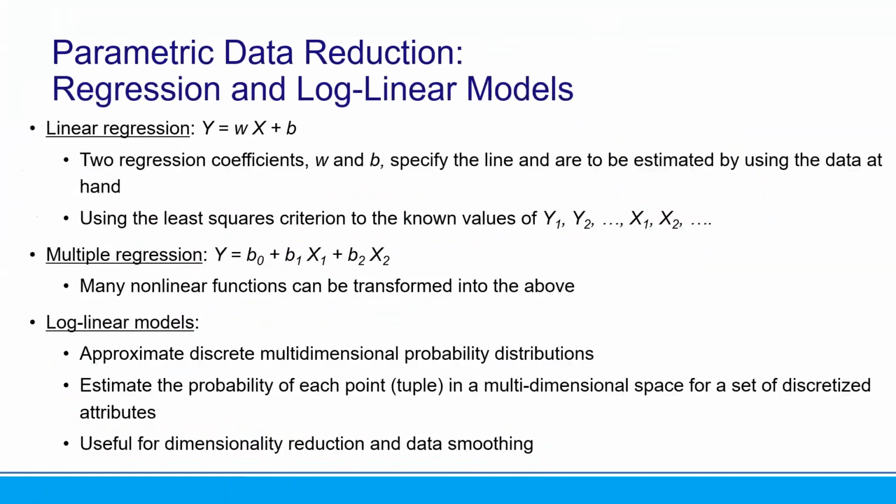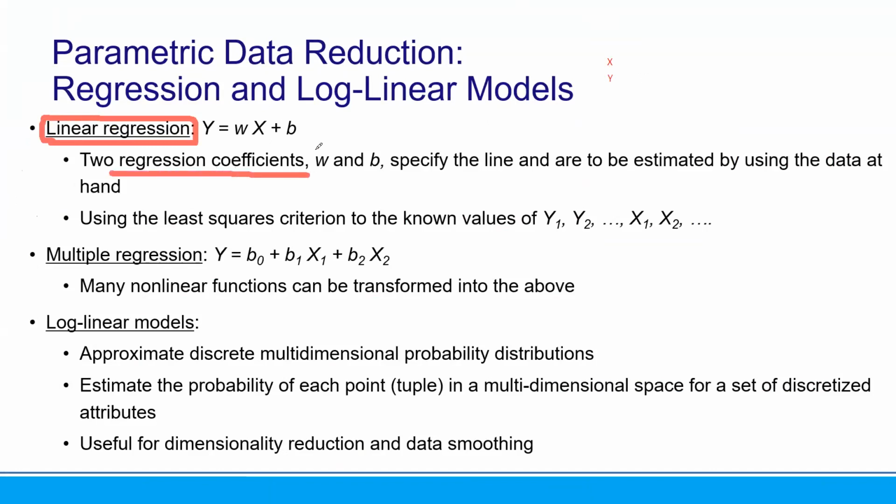The first is the parametric data reduction. The data reduction with parametric method. There are some methods. Here I explain about regression. The first is linear regression. The linear regression means we have the variable x and we have the variable y.